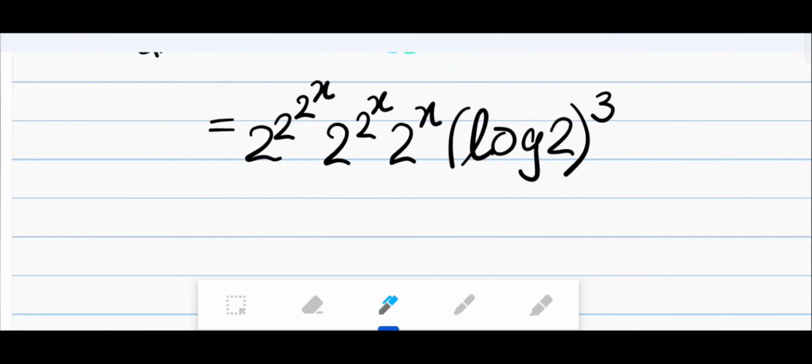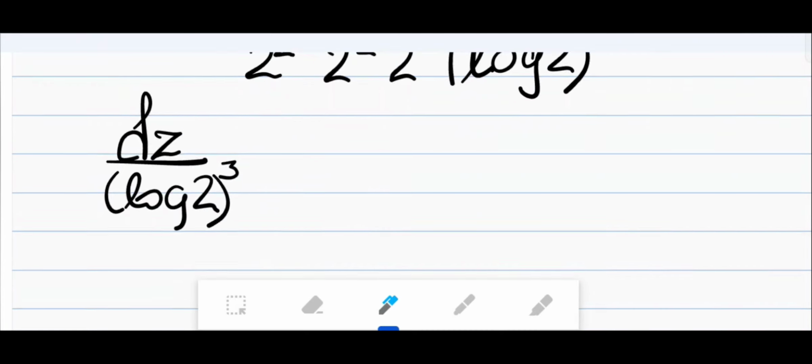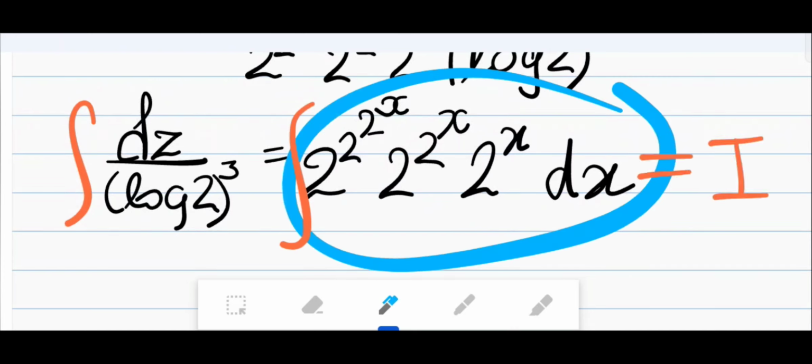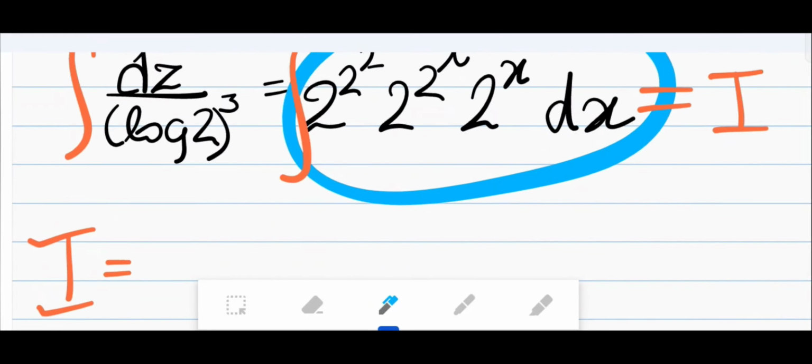Now what we do is rearrange the terms, and we get dz divided by log of 2 raised to 3 is equal to this complex right hand side. Now if you see, the right hand side is actually the function of which we have to find the integral, right? So let's integrate both sides. We see the right hand side is basically our integral, and our integral is equal to the left hand side of the previous equation, that is the integral of dz divided by log of 2 raised to 3.